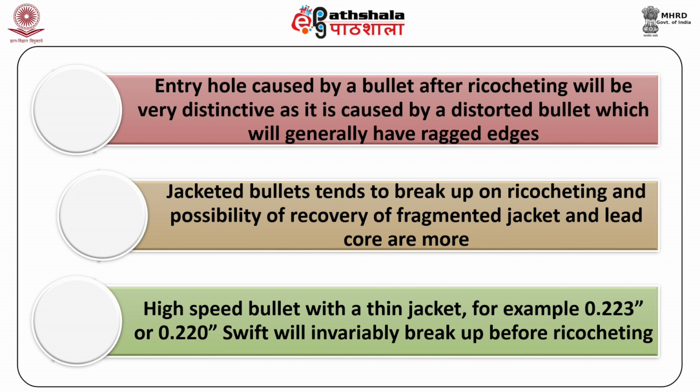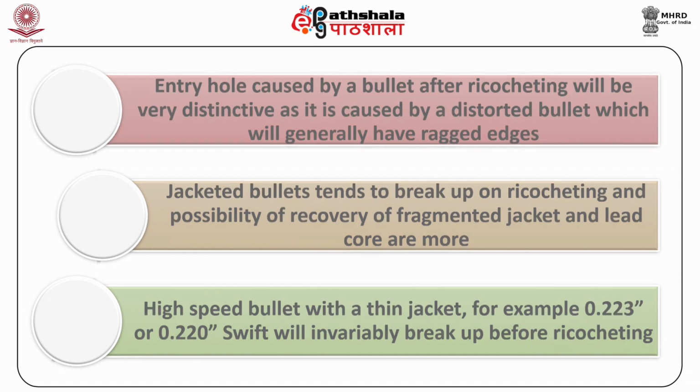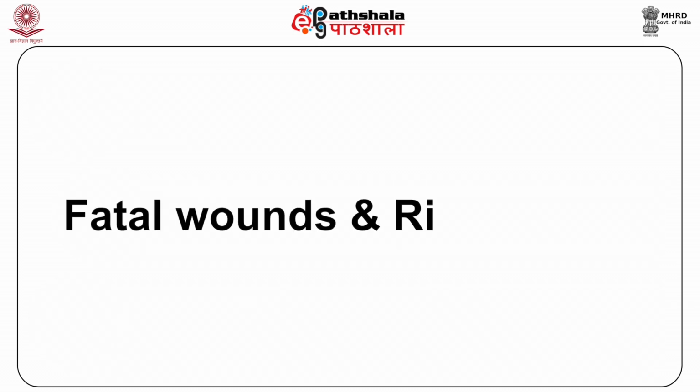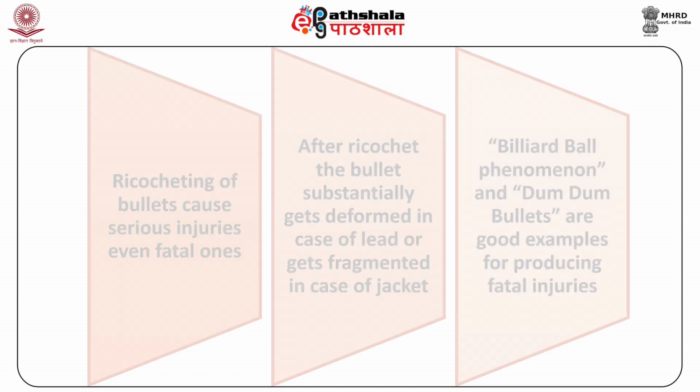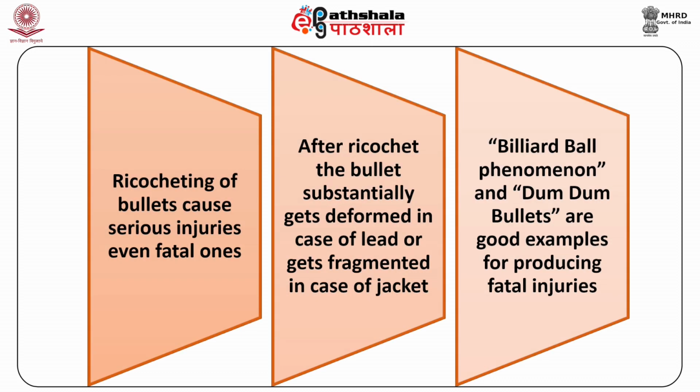Jacketed bullets tend to break up on ricocheting, and the possibility of recovery of fragmented jacket and lead core is greater. A high-speed bullet with a thin jacket, for example .223 or .220 Swift, will invariably break up before ricocheting. Fatal wounds and ricocheting. Ricocheting of bullets can cause serious injuries, even fatal ones.